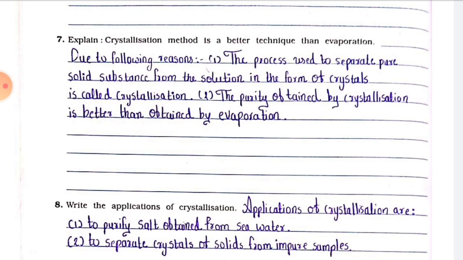So in this video we are going to see the solution of chapter number 2. Let's continue with the section B, question number 7. Explain crystallization method is a better technique than evaporation. Answer: due to following reasons. Number 1. The process used to separate pure solid substance from the solution in the form of crystals is called crystallization. Number 2. The purity obtained by crystallization is better than obtained by evaporation.